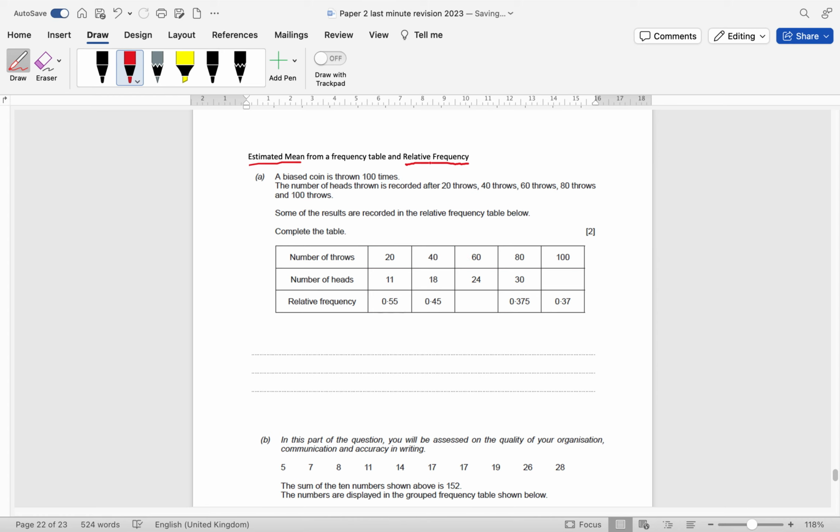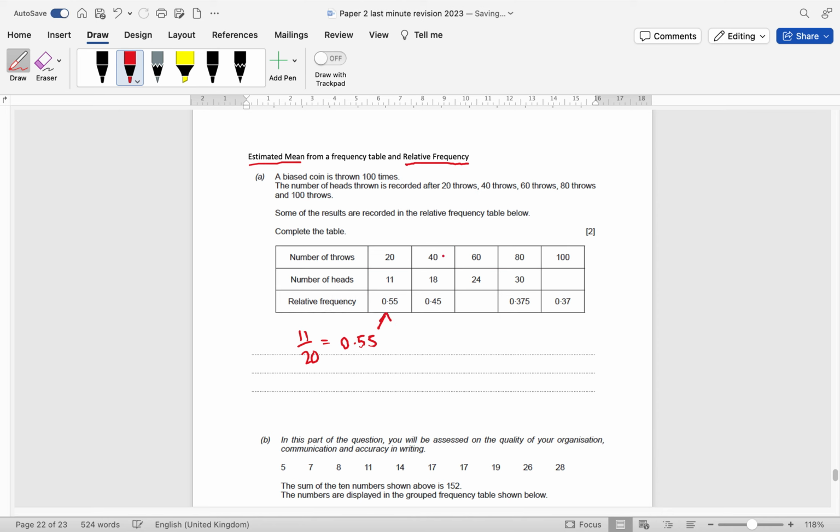What relative frequency is: it's experimental probability. So using an experiment to work out the probability. The more times you do the experiment, the more accurate the probability becomes. So for example, if I threw a coin 20 times and 11 times it was heads, if I put 11 over 20 into my calculator and press equals and then change it to a decimal, I get 0.55. So the probability of getting a heads appears to be that.